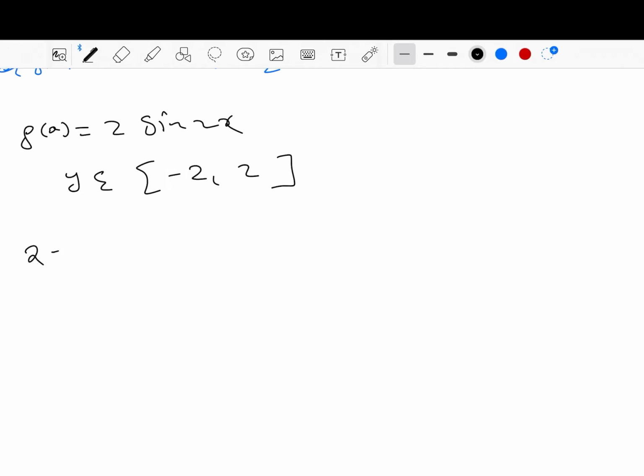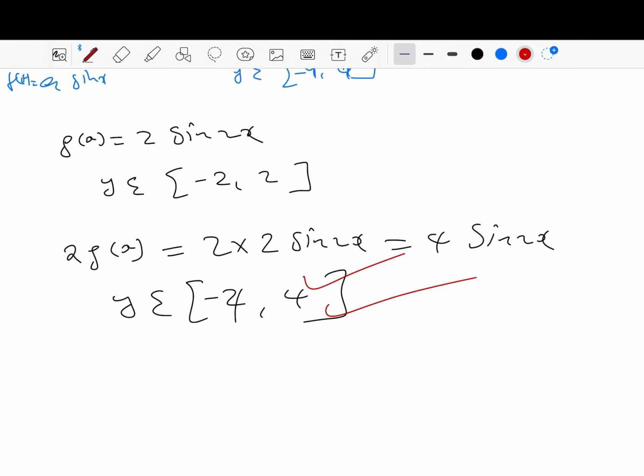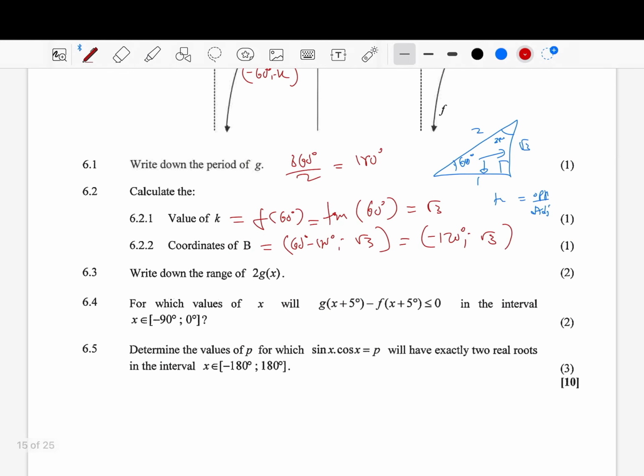Now you have 2g of x, which is 2 times 2 sine 2x, which is 4 sine 2x. So the range of 2g of x is negative 4 to positive 4, and you get your marks. If you don't understand this, let me know. I'm happy to revise it with you, but that's your range.